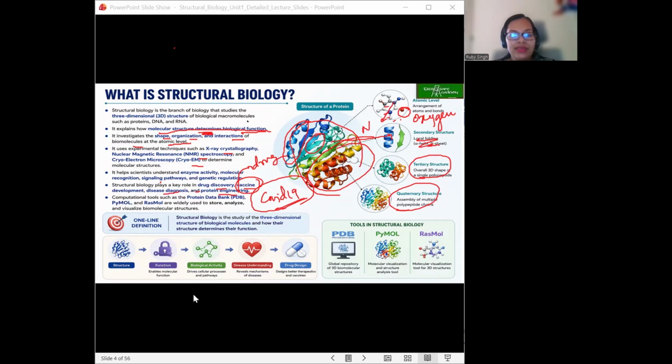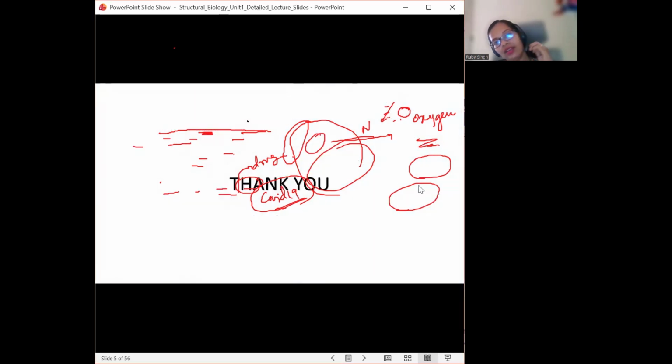Let's meet in the next lecture where we can start learning about all these topics in structure biology. The next lecture will be all about the primary structure of a protein, because before we start understanding structure biology, we need to understand the protein first. So I'll be stopping here now, and in the next lecture, let's meet for the primary structure of a protein.